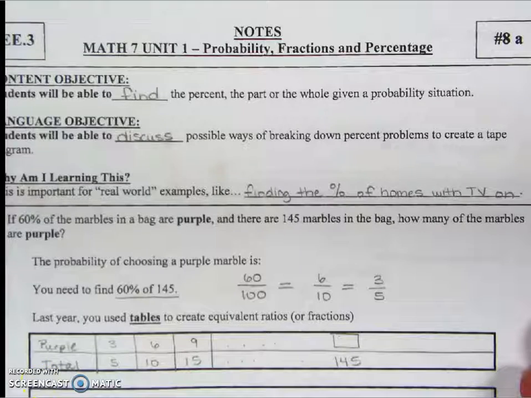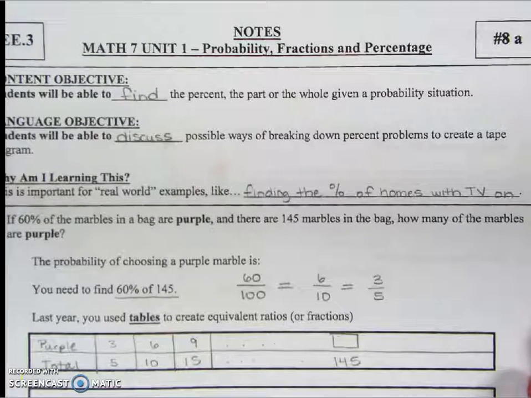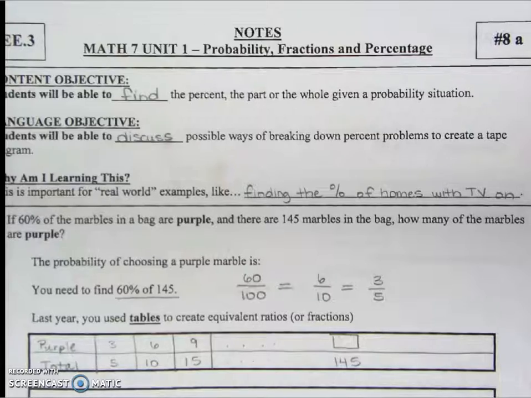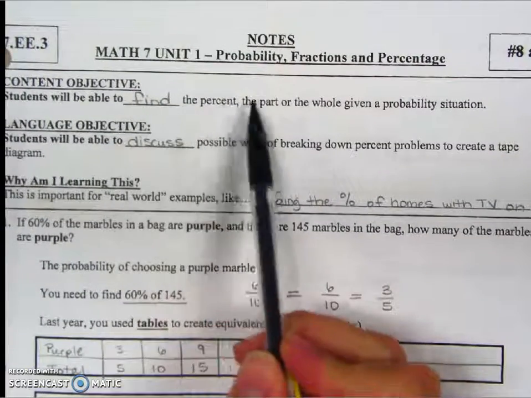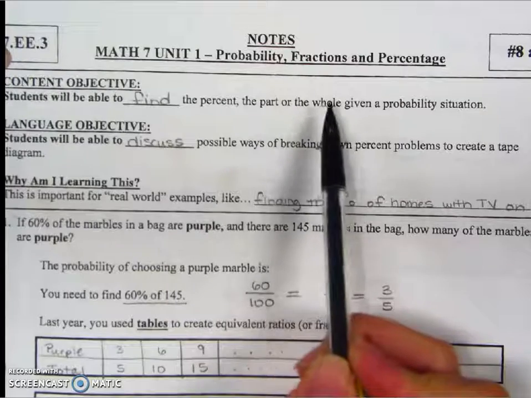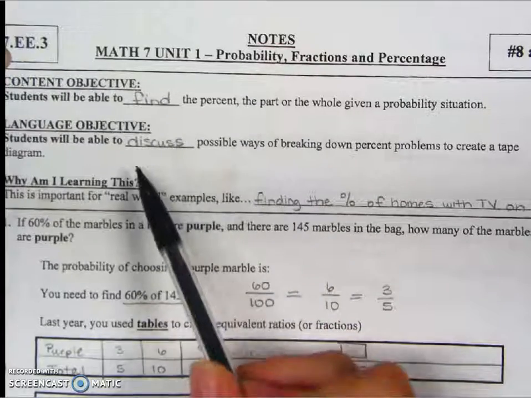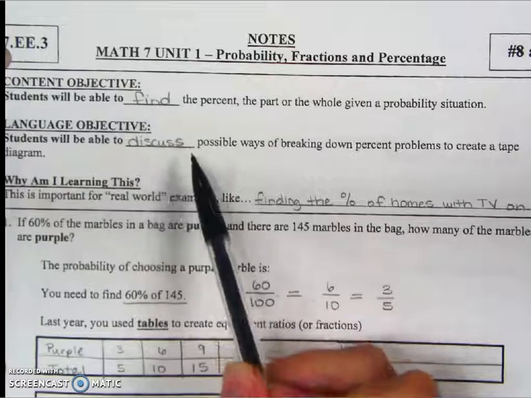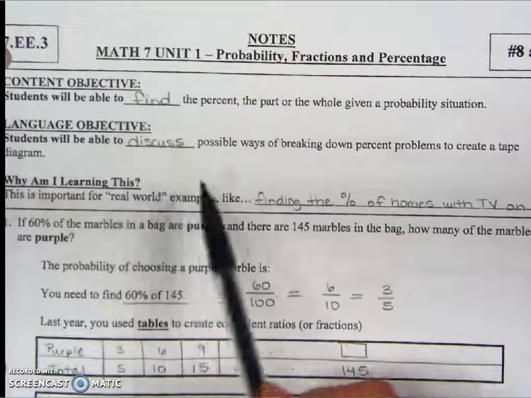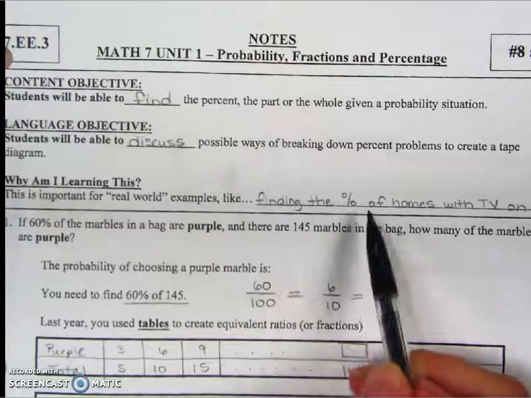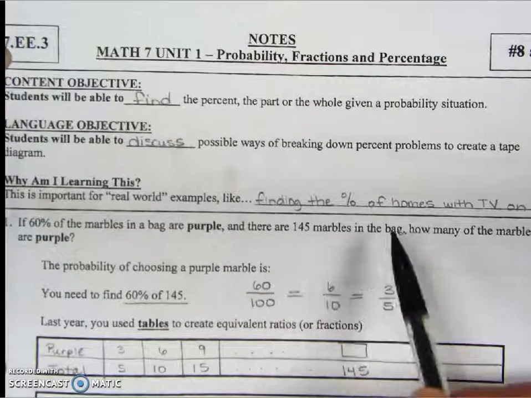Hello and welcome to Lesson 8A, continuing on with probability, fractions, and percentages. Today, students will be able to find the percent, the part, or the whole given the probability situation. Students will be able to discuss possible ways of breaking down percent problems to create a tape diagram. And this is important for real-world examples like finding the percent of homes with the TV on.